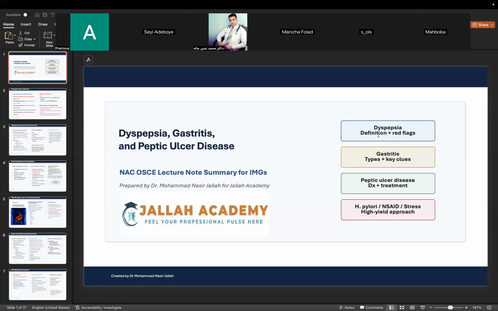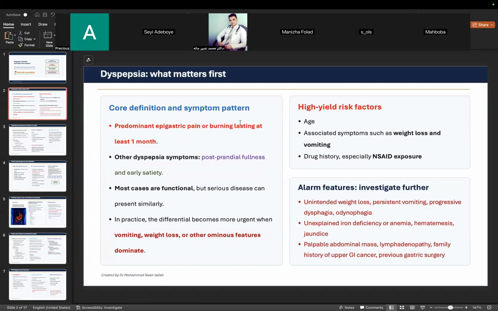So dyspepsia, we're going to cover the definition, red flags, gastritis, the types, how many types do we have, the key clues, peptic ulcer disease, the diagnosis and treatment, H. pylori, non-steroid anti-inflammatory drug-induced gastritis, stress, and also high-yield approach. So let's start it. The first one that we are discussing is dyspepsia.